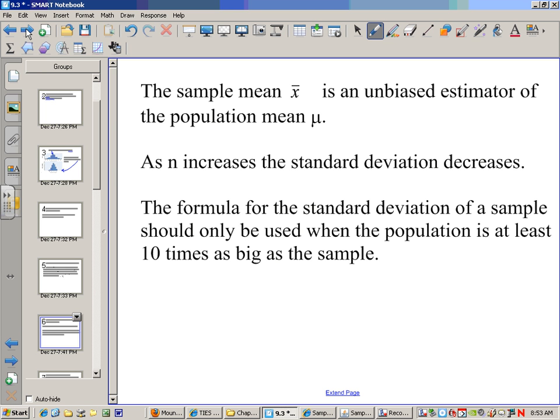The sample mean x bar is an unbiased estimator of the population mean mu. So that means if I do many samples of x bar, the mean of x bar will equal mu. As n increases, standard deviation decreases, like we showed before, and the formula for the standard deviation of a sample mean can only be used when the population is at least 10 times as big as the sample. And we've seen this before. Big N has to be bigger or equal to 10 times little n.